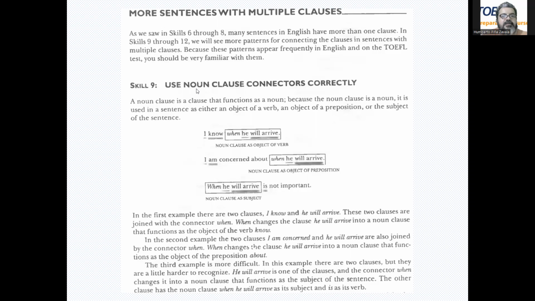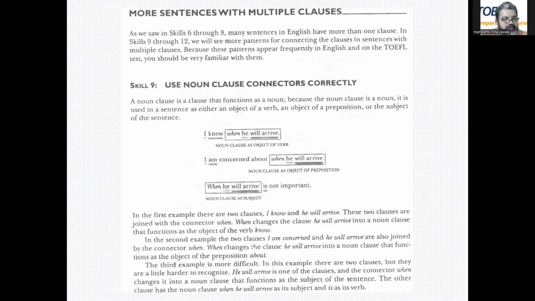So skill number 9: use noun clause connectors correctly. A noun clause is a clause that functions as a noun. It is used in a sentence as either the object of a verb, an object of a preposition, or the subject of the sentence. So a noun clause is working as a noun, and a noun can be either the object or the subject in a sentence.